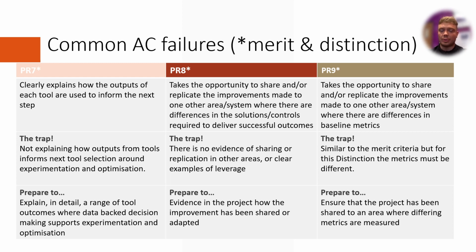PR9 takes the opportunity to share and or replicate the improvements made to one other area or system where there are differences in the baseline metrics. The trap here, similar to the merit criteria, but for this distinction, the metrics must be different. In order to prepare, ensure that the project has been shared to an area where differing metrics are measured.